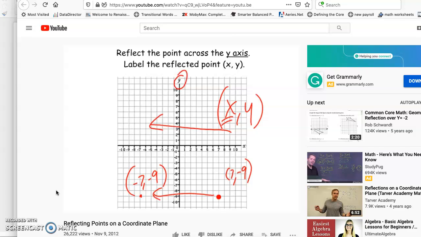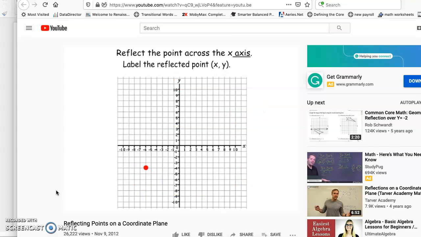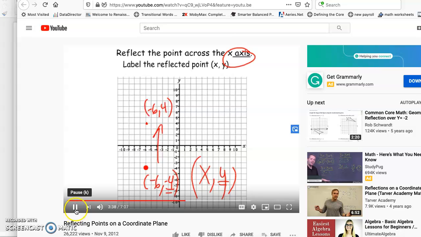Let's try some over the x. Let's reflect over the x-axis. How do you do that? Well, here we have the point -6, -4. And I want to reflect, this time, across the x-axis. Well, if you want to reflect across the x, change the y. Take the opposite of the y. So the opposite of the y would be +4. So -6, +4 would be right here. -6, +4. So you see how it reflects across the x-axis.